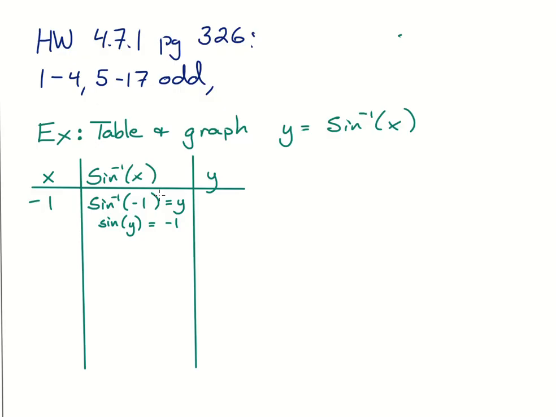This is the definition that we saw. Is there a place on the unit circle, some angle y, for -π/2 to π/2 where sine of y is -1? Say it again. Love the answer of 3π/2, except we're only working on -π/2 to π/2. Let's call it -π/2 instead.